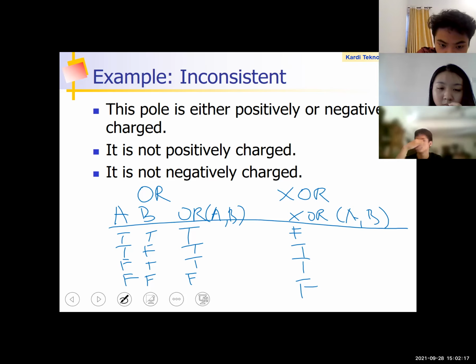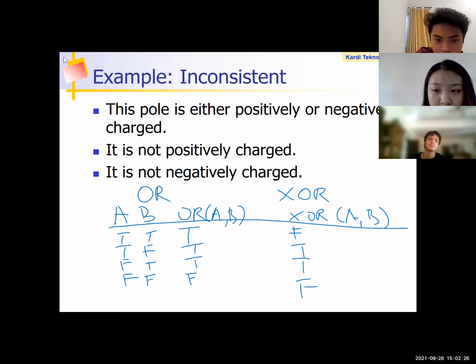Is there any question about this? Do I confuse you or not? Can you give an example of or, and can you give an example of exclusive or? Anyone?